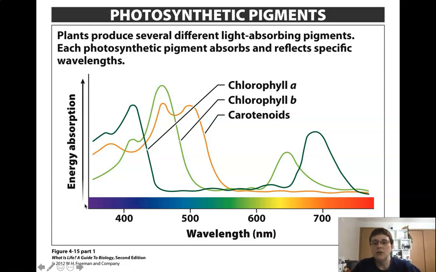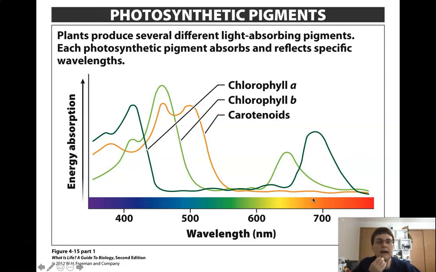It can also absorb blue, right? The purple, indigo, blue section, because it's got another peak right here. And then if we go across, we also see that chlorophyll A can absorb orange and a teeny bit of red, but it's mainly orange.